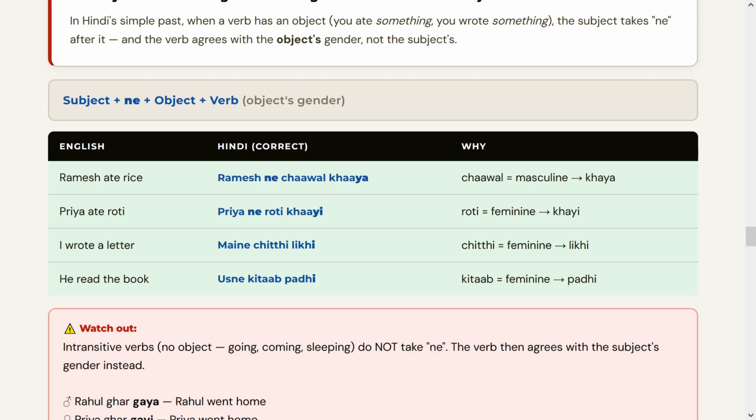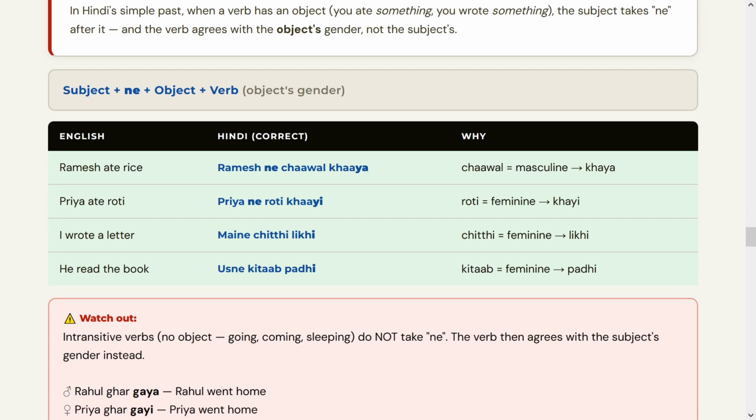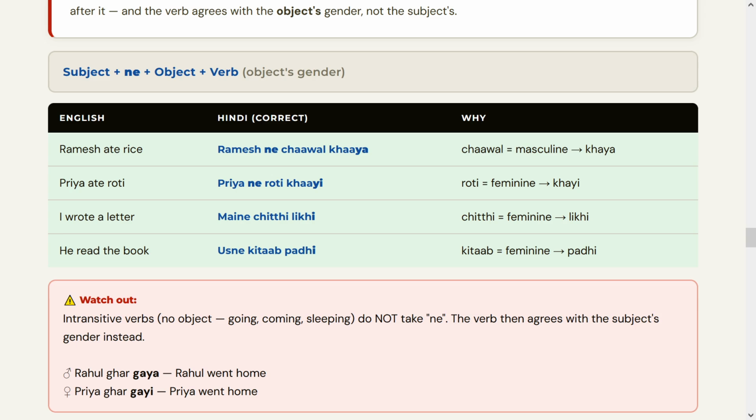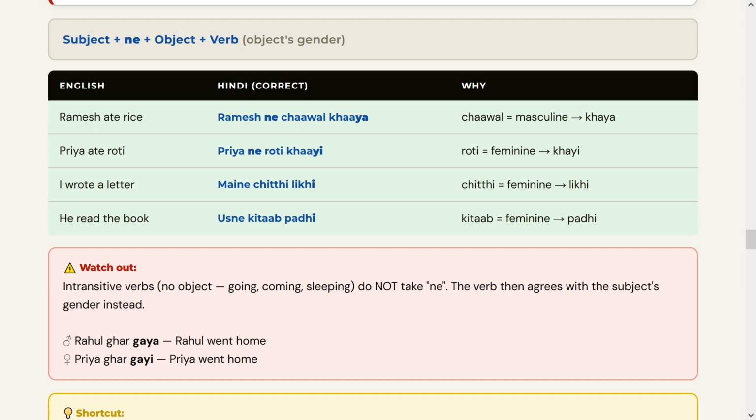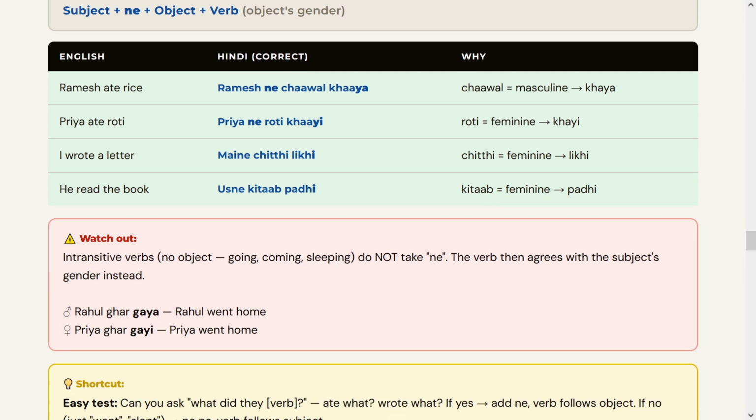The pattern: subject, ne, object, verb in object's gender. Ramesh ate rice. Ramesh ne chawal khaya. Rice, chawal, is masculine, so the verb is khaya. Priya ate roti. Priya ne roti khai. Roti is feminine, so the verb becomes khai. Same person, same action, different verb ending because the object changed gender. Look at the table on screen.